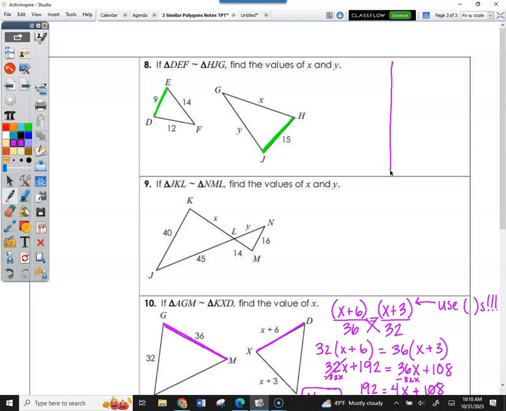I don't want to do it for you because then it takes the thinking away. But you're doing exactly what you've been doing. Right. And you'll have 9 and 15 in both of your proportions because that's the only one that has a number and a number.